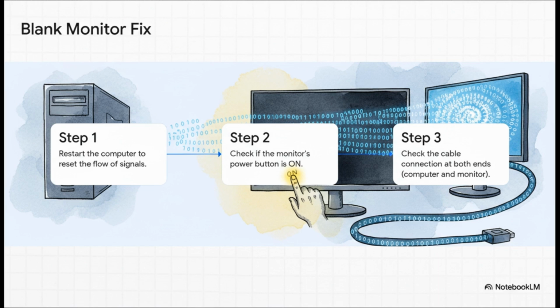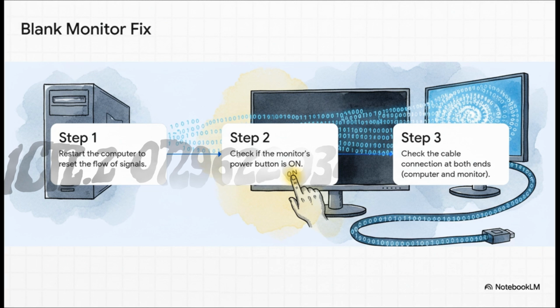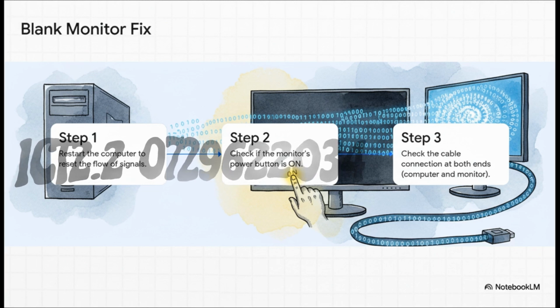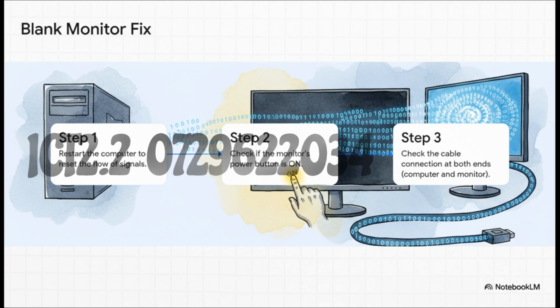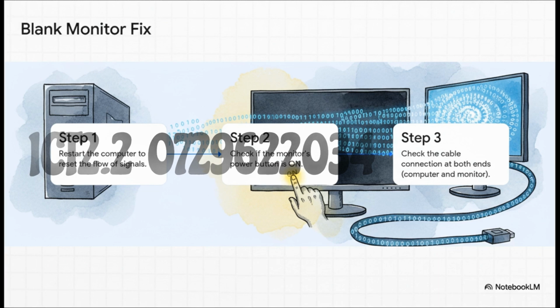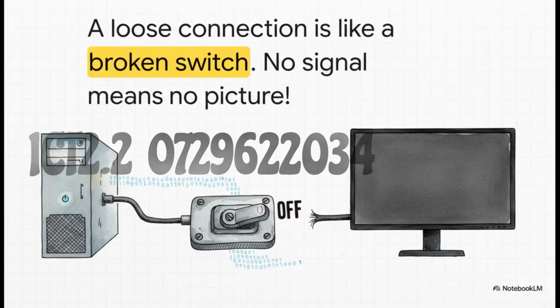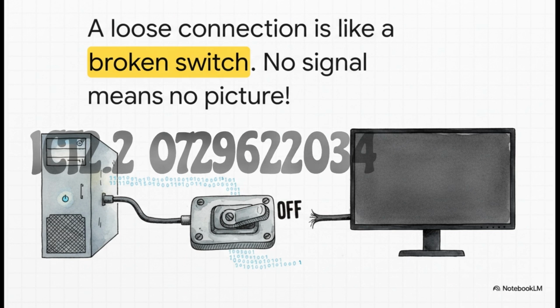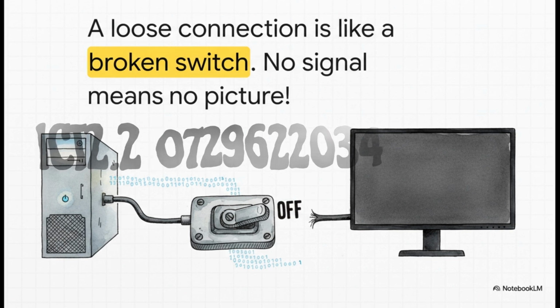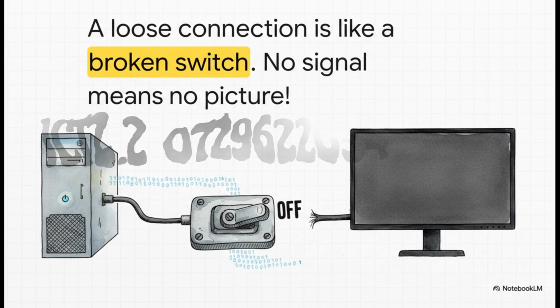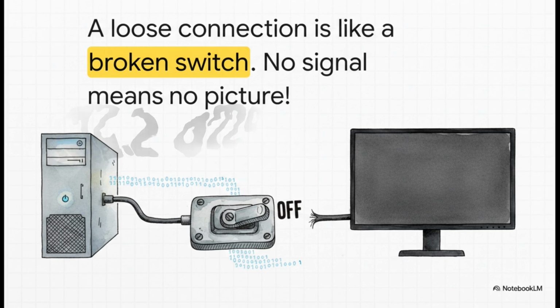So what's the first thing you do? A simple restart. Sometimes that's all it takes to get the flow going again. If that doesn't work, check the most basic switch of all. Is the monitor's power button actually on? Still nothing? Okay, now it's time to check the physical path the signal takes. That's the cable running from your computer to your monitor. And this right here connects everything back to our main idea. A loose cable is really just a giant broken switch. It's stuck in the off position, period. If that stream of ones and zeros can't make the journey from the processor all the way to the screen, you get nothing. No signal, no picture.